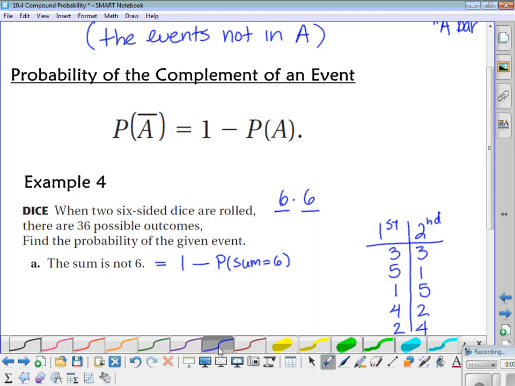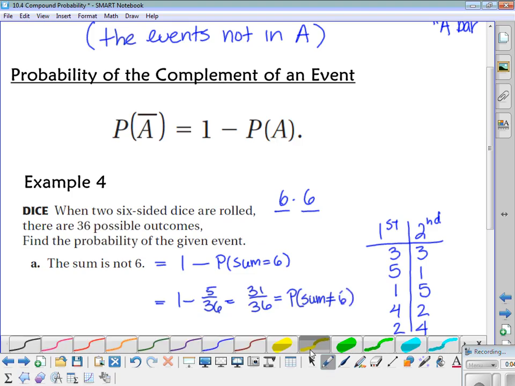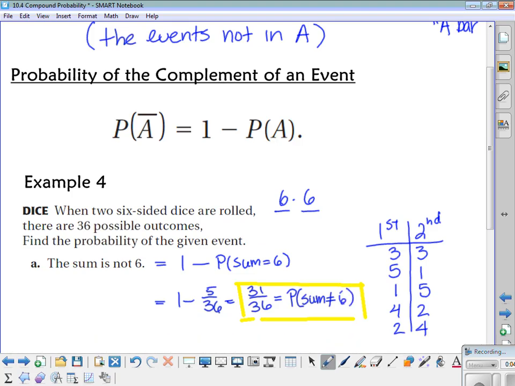Okay, so that means that the probability that the sum is not 6 is going to be 1 minus 5 out of 36, or 31 out of 36. So I would have had 31 things in my table if I had made the table of all the ways that it would not equal 6. And that would take a whole lot longer than just making a table with 5 things, right? So that's going to equal the probability that the sum does not equal 6. Okay, any questions?